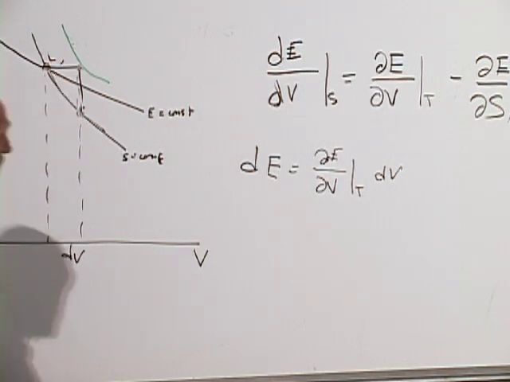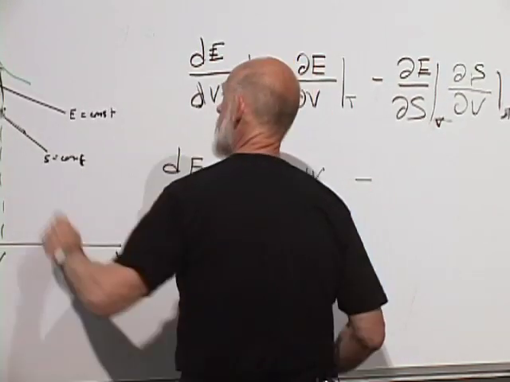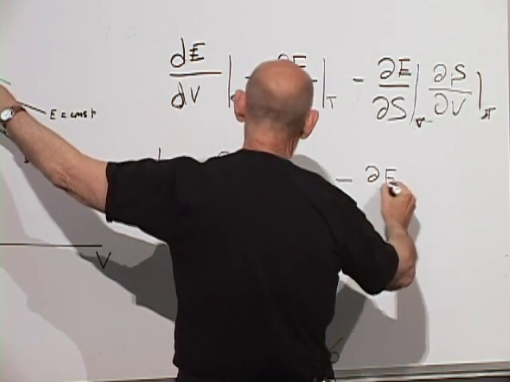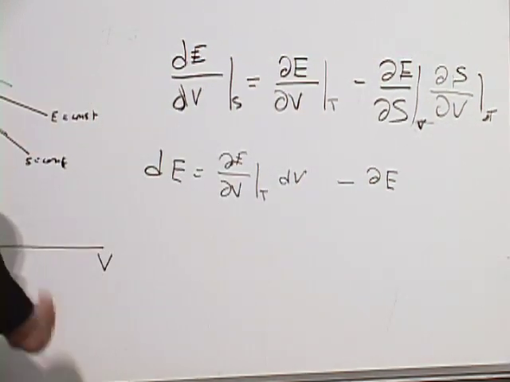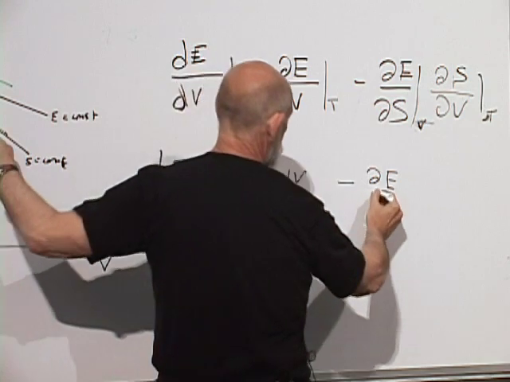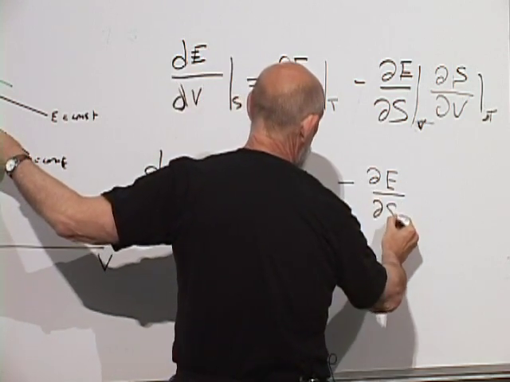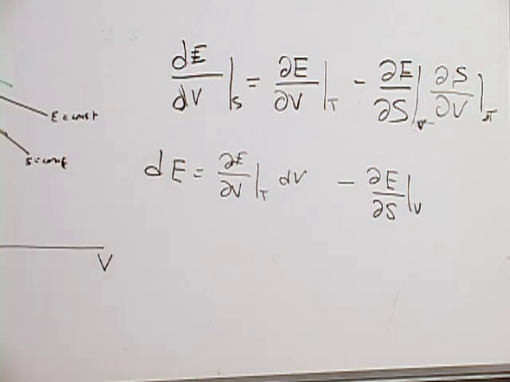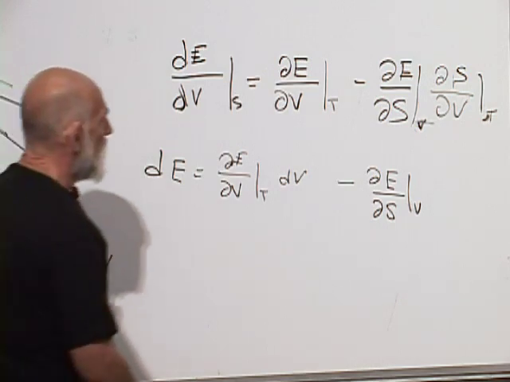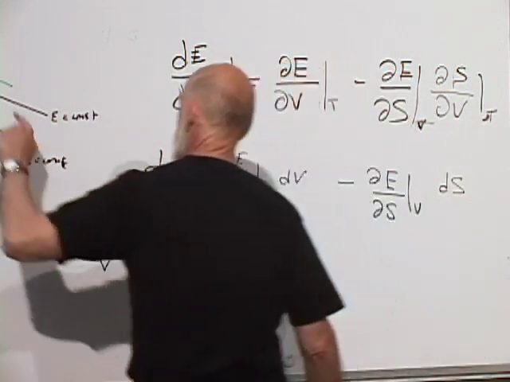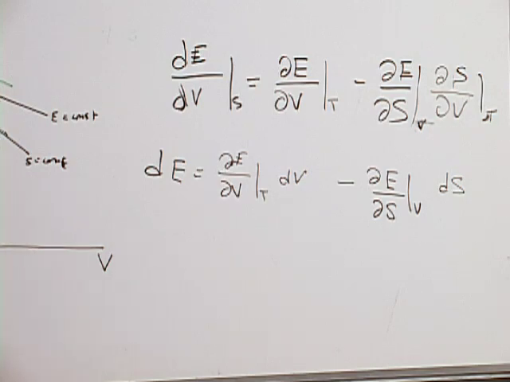And then vertically going downward is minus the derivative of energy with respect to a change in the entropy. The entropy here and the entropy here is different. At fixed volume, that's because I've dropped vertically, times the change in the entropy in going from here to here. And that's it.